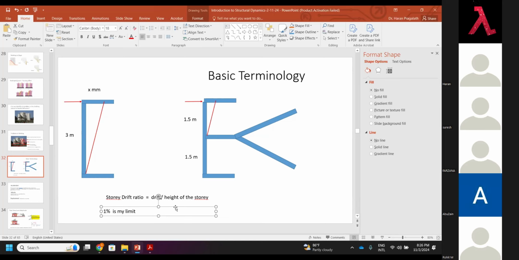If I say my drift is 1%, let's say this is now 50 mm, and this is also 50 mm, it is deflected. What is our formula? Drift divided by the height of the story, which is 3000 mm. Since I'm expressing it in percentage, I'll multiply by 100.